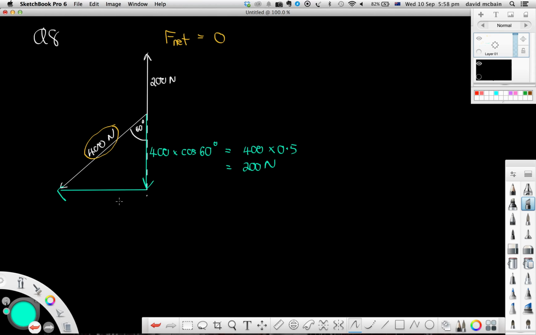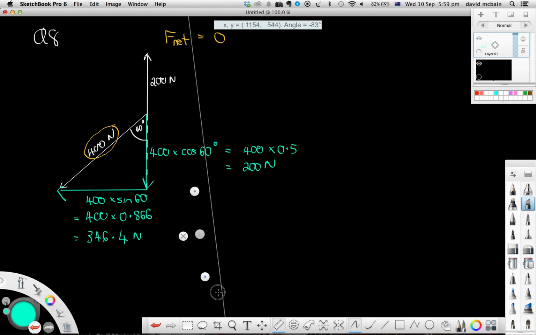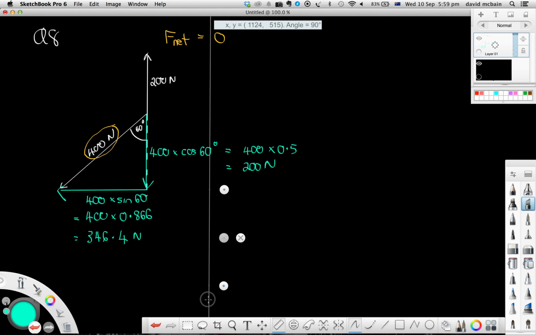Now, this one here will be 400 times the sine of 60. And the sine of 60 is 0.866. It'll be 400 times 0.866. And that will equal 346.4 newtons. Okay, so what we can now do, and I'll do this in a fair bit of detail because it's important to be able to understand components and what they really represent.